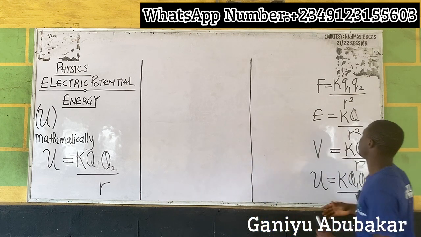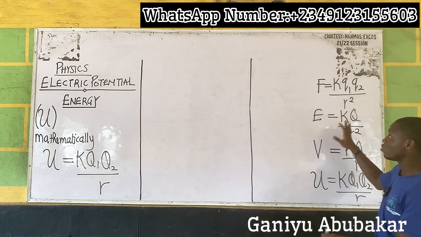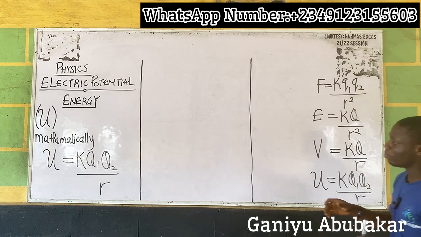So observe the difference between these. Know how you assimilate them, and know when to use R squared and R. So this is how it works. This is from Coulomb's law. This one is electric field intensity. This one is electric potential. This one is electric potential energy, as you can see on the board. This is like a summary of what I've done so far. So let's proceed from here.